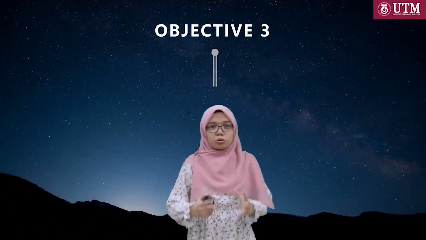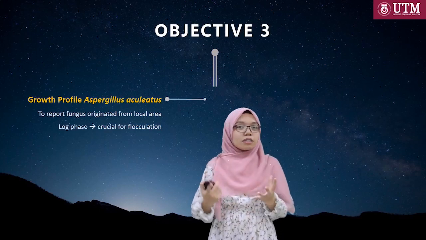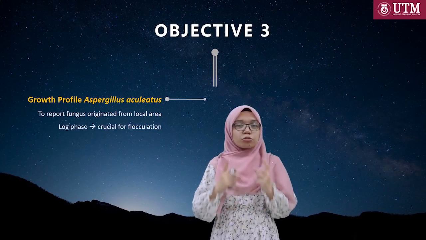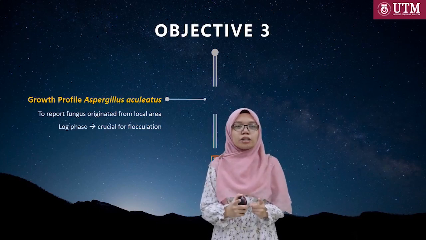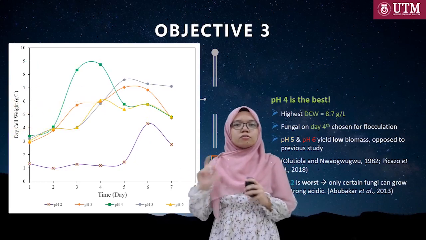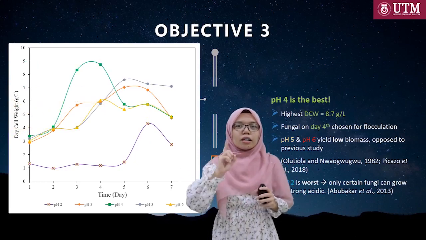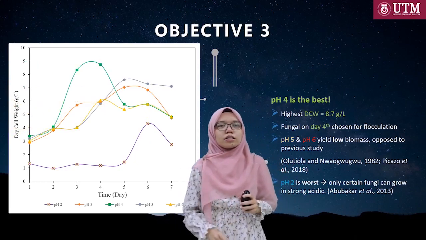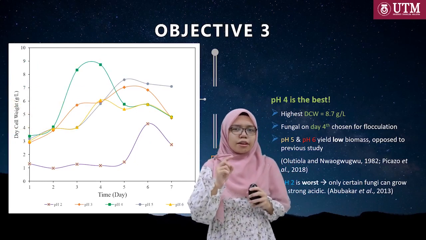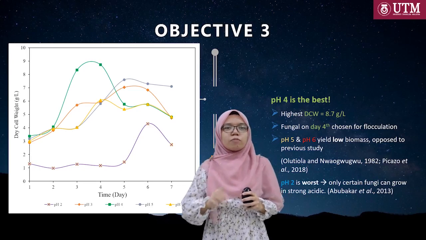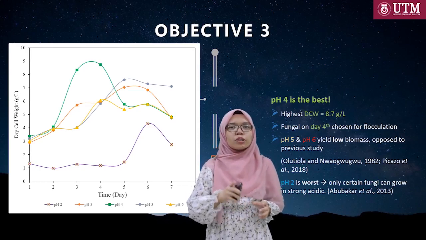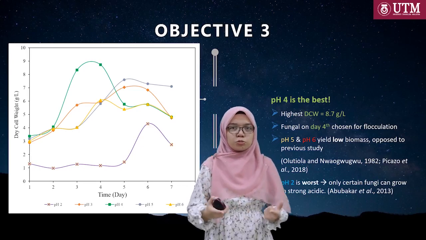Okay, so the growth profile of Aspergillus aculeatus, a fungus originating from the local area that is crucial for flocculation, was studied. The results are presented right here. In general, pH 4 is the best for fungal culture. It produced the highest dry cell weight of 8.7 grams per liter on the 4th day, while the lowest dry cell weight obtained is 4.3 grams per liter for pH 2.